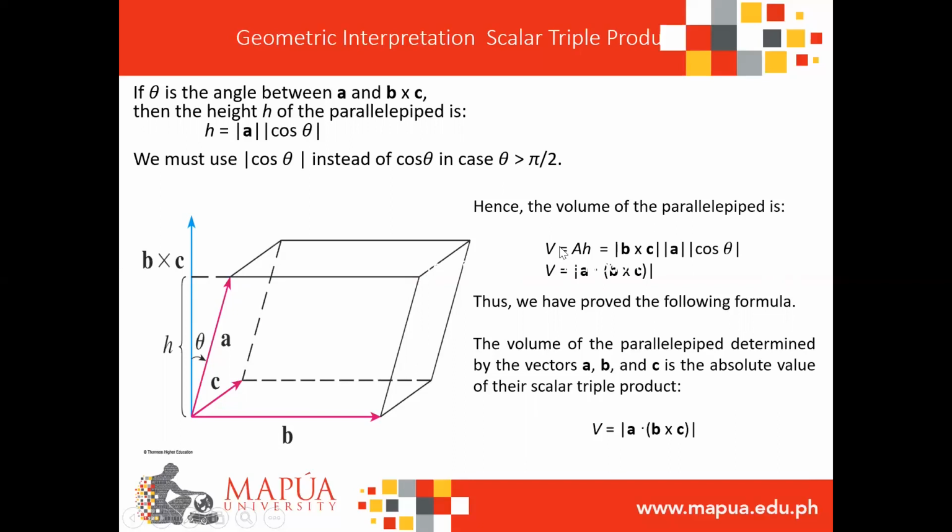Hence, we have the formula of the volume of the parallelepiped, denoted as V, equals area times height, where the area is the magnitude of B cross C, and the height is the magnitude of A times the absolute value of cosine theta. Or we can also simply state it as the absolute value of the scalar triple product of A dot quantity B cross C. So the volume of the parallelepiped determined by the vectors A, B, and C is the absolute value of their scalar triple product.